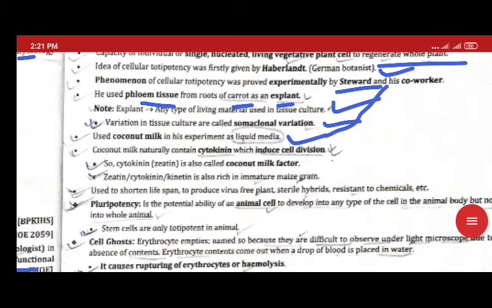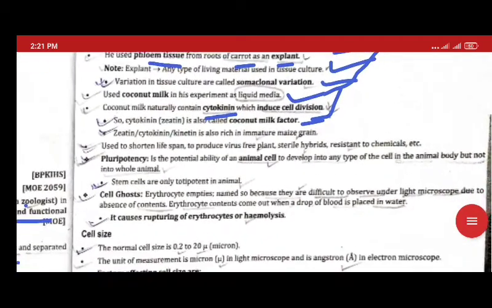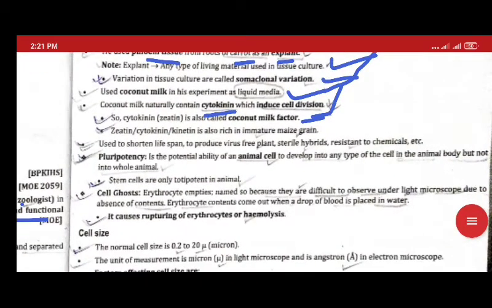Now coconut milk is like a liquid media. Here coconut milk performs a function like cytokinin, meaning it promotes fast cell division. So this is the coconut milk factor. Now he used virus-free plants. So a virus-free plant comes from tissue culture.